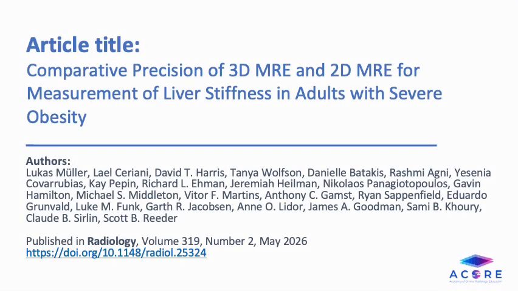This blog is based on the article titled Comparative Precision of 3D MRE and 2D MRE for Measurement of Liver Stiffness in Adults with Severe Obesity. This study was published in Radiology in May 2026. I would also like to recognize Dr. Lucas Muller and the entire investigative team for conducting this thoughtfully designed prospective multicenter study, which provides important evidence regarding quantitative liver imaging in patients with severe obesity.